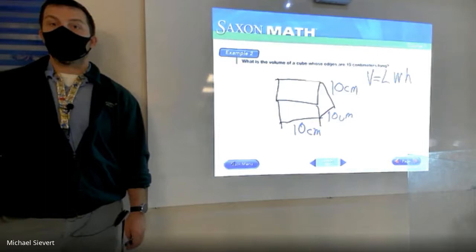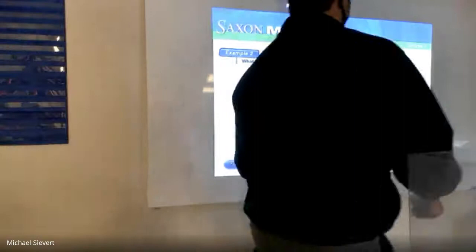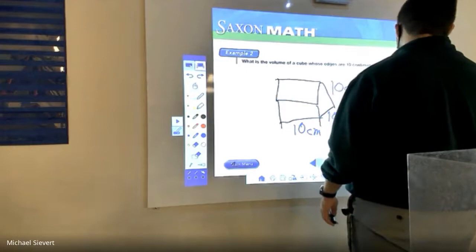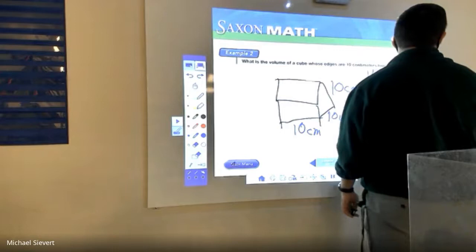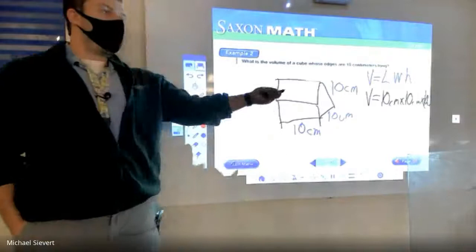Right, they're all 10. So in the next line for your work, V equals 10 centimeters times 10 centimeters times 10 centimeters. Do you notice how I kept the V all the way the same? Now, Kingston, what is your answer?